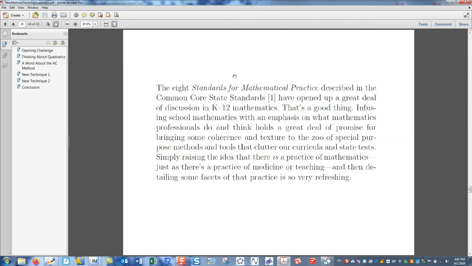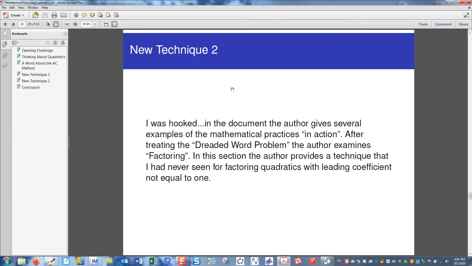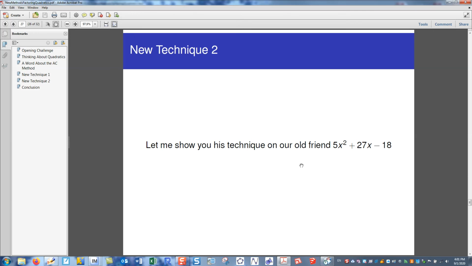In the document, the author gives several examples of the mathematical practices in action. So he gives examples of mathematical practice 1, 3, and 7, I think. After treating the dreaded word problem, which is his example of practice number 1, persevering in problem solving, the author examines factoring, which is his example of mathematical practice 3, looking for and making use of structure, I think. In this section, the author provides a technique that I'd never seen for factoring quadratics with leading coefficients not equal to 1. So let me show you his technique, again using our old friend 5x squared plus 27x minus 18.